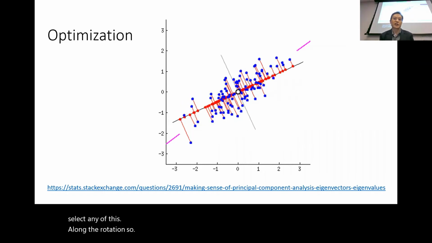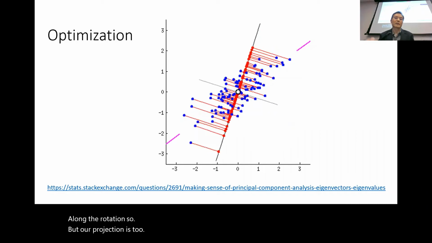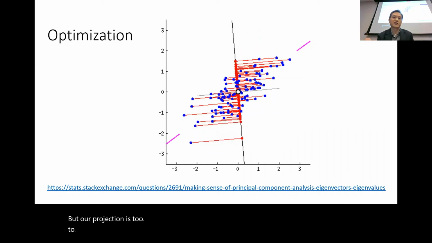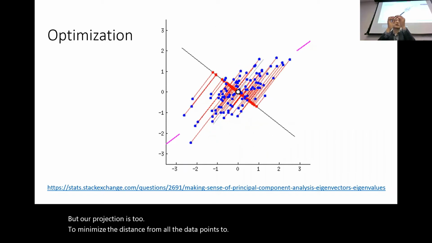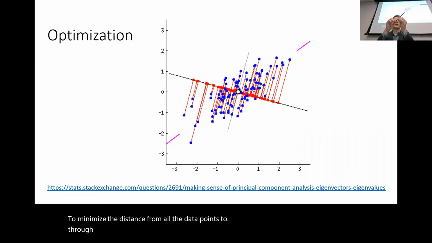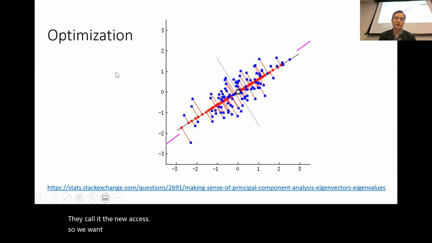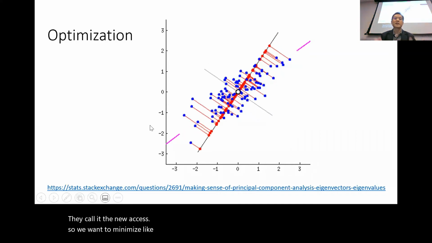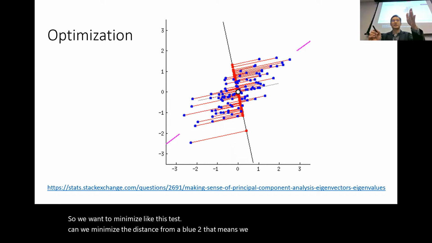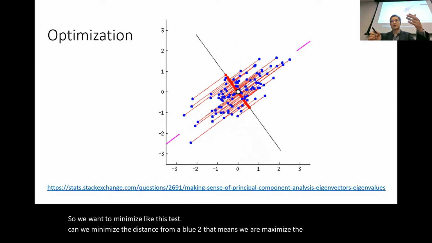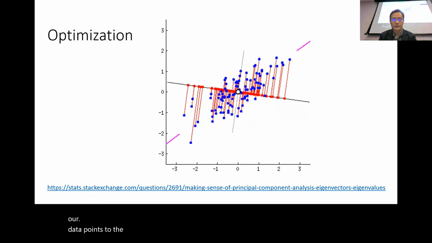But our projection is to minimize the distance from all the data points to the new axis. So we want to minimize. When we minimize the distance from a blue point to that, it means we maximize the projection of our data points to the new one.